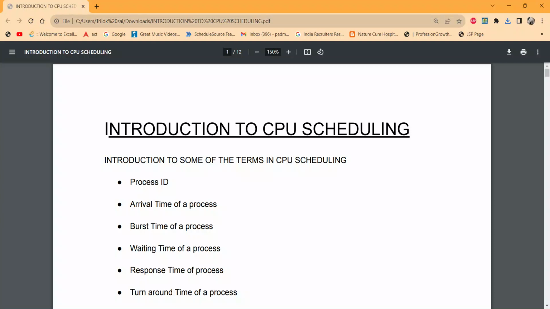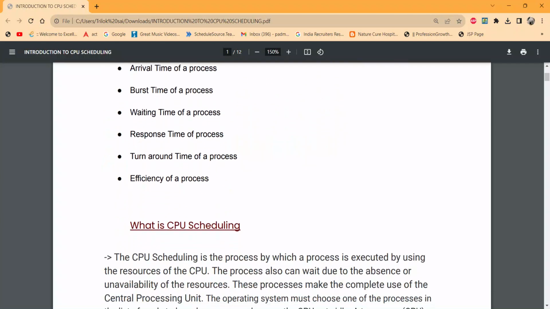Today we will be discussing one more important concept in operating systems, that is nothing but CPU scheduling. As we have discussed in our previous video, process synchronization. Process synchronization is closely related with the concept of CPU scheduling. Now we will be discussing some of the important terms in the concept of CPU scheduling, and slowly we will go into the concept of CPU scheduling.